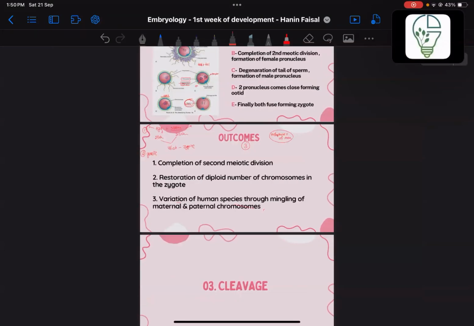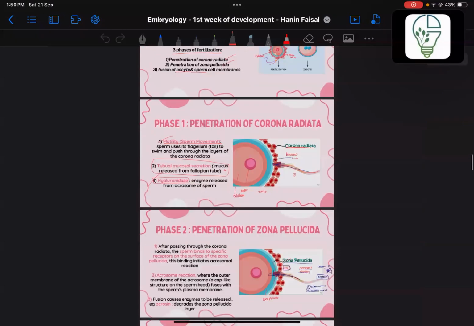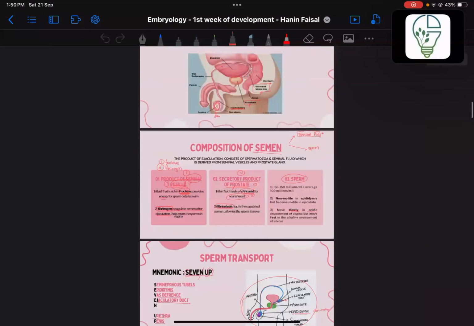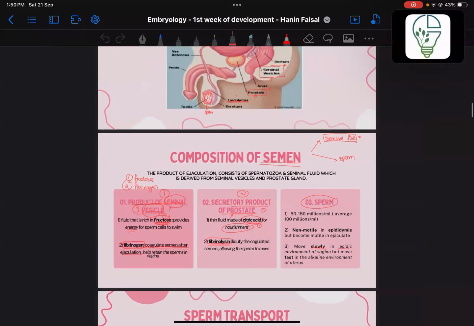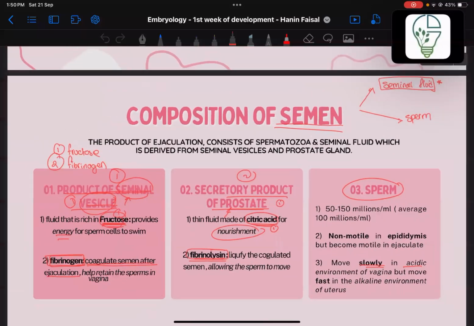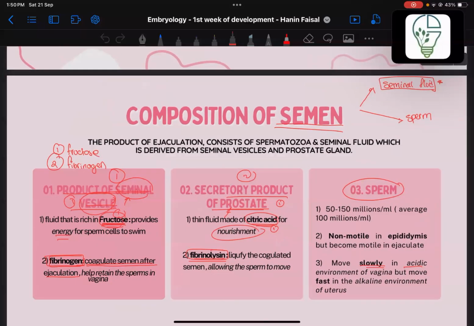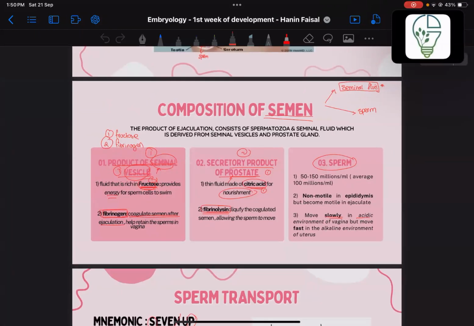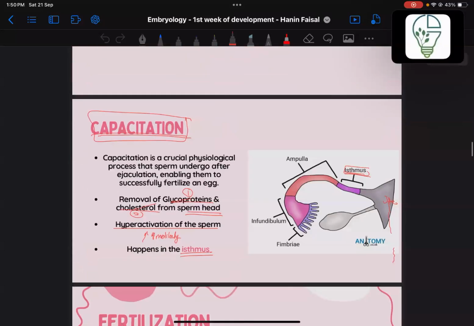Okay, seminal fluid and its components. Do you have a specific question about the seminal fluid and its components for the person that asked? Okay. I think that's it. I answered all the questions.